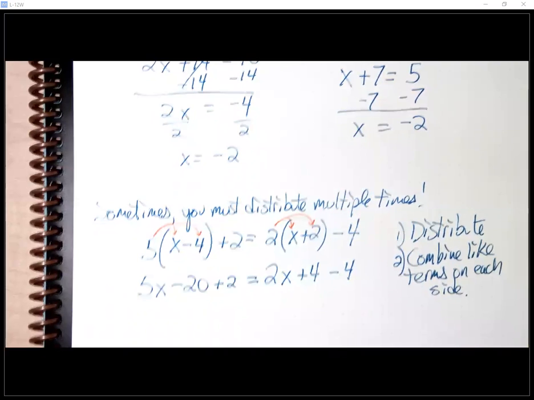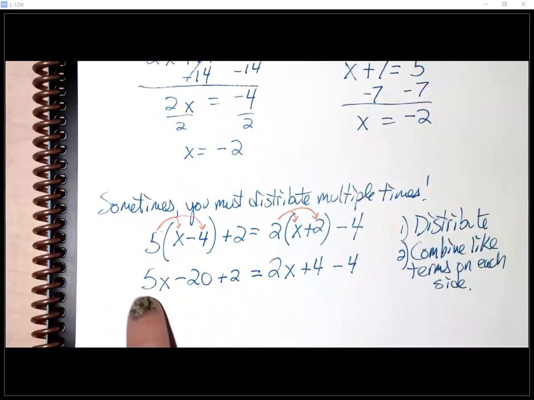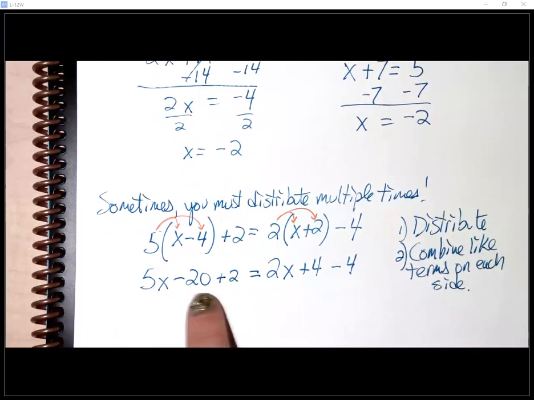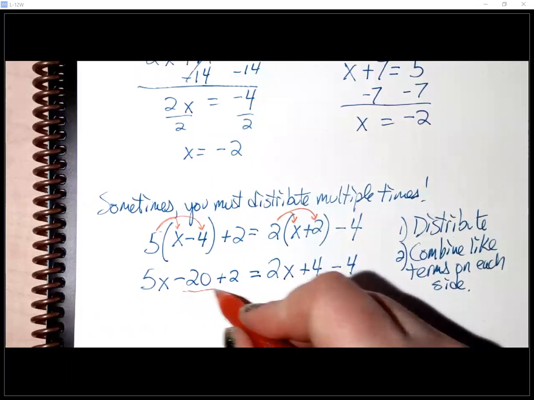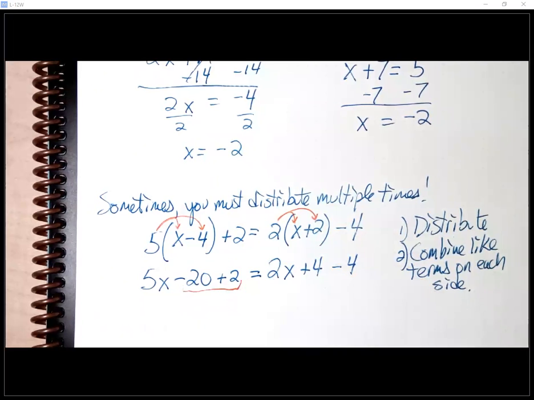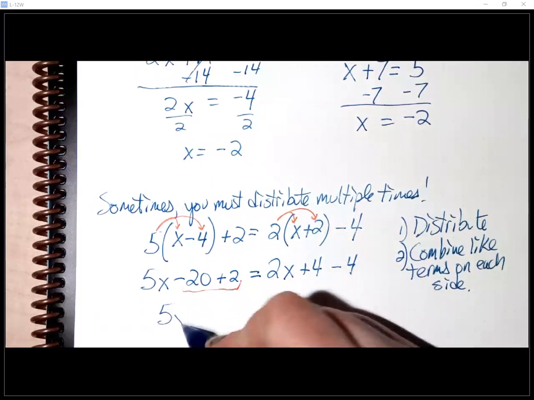But if I look over at the left-hand side, can't I do -20 and a +2? Can I put those two together? What do you get when you have a -20 and a +2? What does that become? -18. So that left-hand side, right? These two things are going to combine together to make 5x and then a -18 right there.